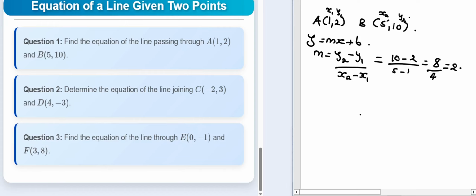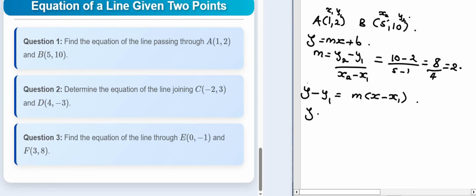And divided by 4 is 2. So the gradient is 2. Then, I replace the values in the equation. y minus y1 is equal to m into x minus x1. But we already have x1, we already have the gradient, and we already have y1.